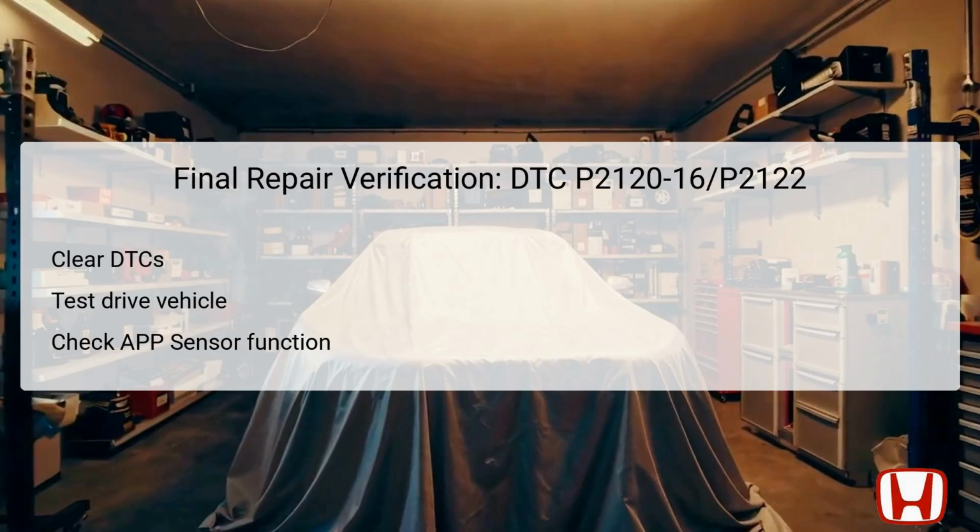The technician should specifically check that the accelerator pedal position, APP, sensor functions without issues, ensuring smooth acceleration and responsiveness. A successful test drive without any DTCs reappearing indicates that the repair efforts were effective and the vehicle is now restored to proper working order.